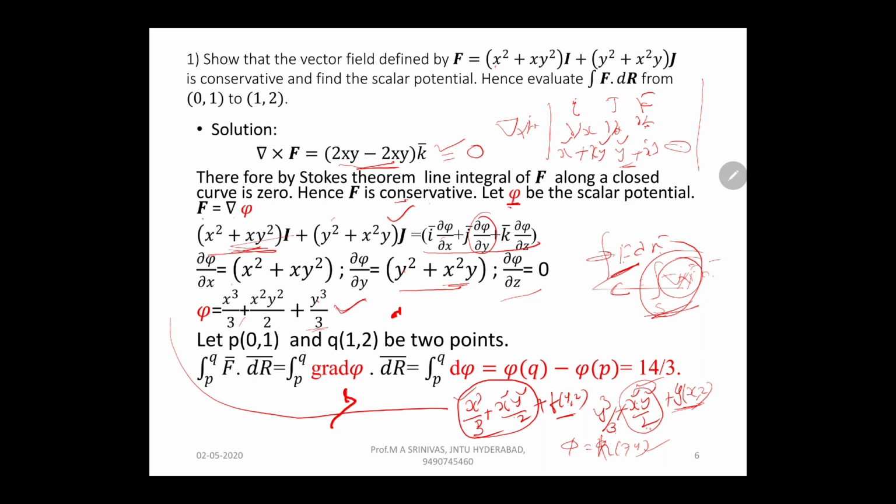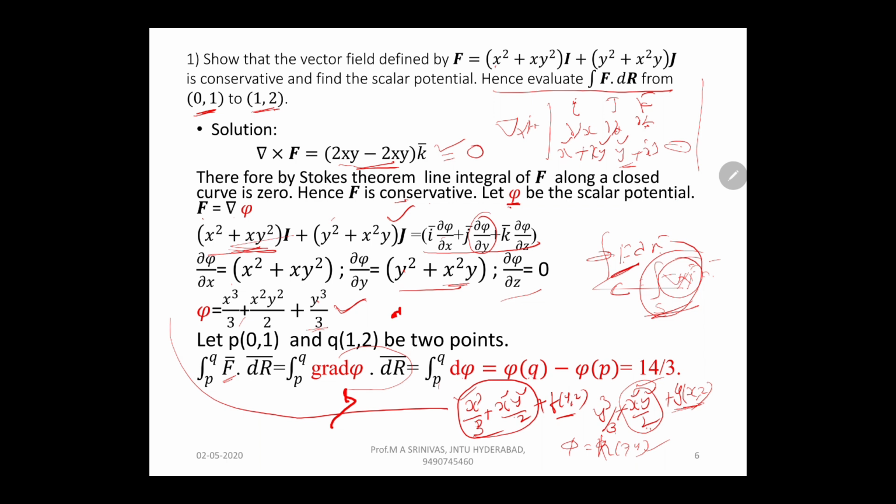Whenever you know phi, let us take this as the point P and this as the point Q. He is asking to evaluate the line integral of f from P to Q. As I said, whenever f bar is irrotational, then it will be grad phi, and grad phi dot dr bar will be d phi. This is phi at Q minus phi at P.